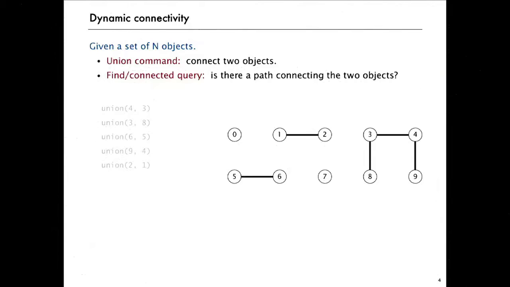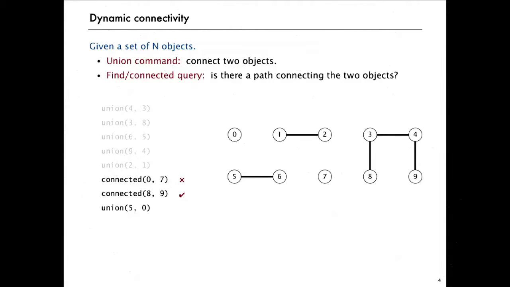So for example, in this set of 10 objects, we've performed already a bunch of union commands, connecting 4 and 3, and 3 and 8, and 6 and 5, 9 and 4, and 2 and 1. And now we might have a connected query that says, is 0 connected to 7? Well, in this case, there's no connection, so we say no. But if we ask, is 8 connected to 9? We're going to say yes. Even though we don't have a direct connection between 8 and 9, there's a path from 8 to 3 to 4 to 9.